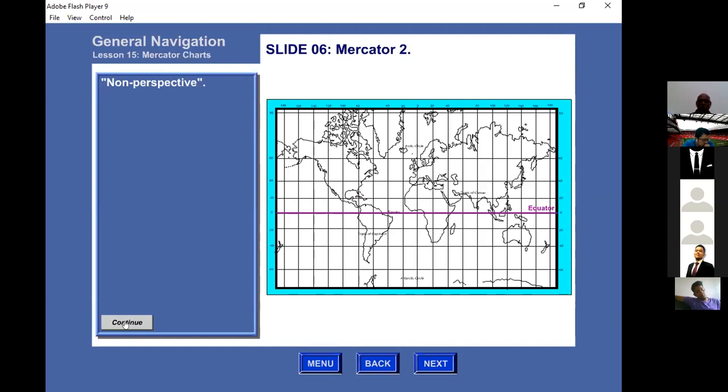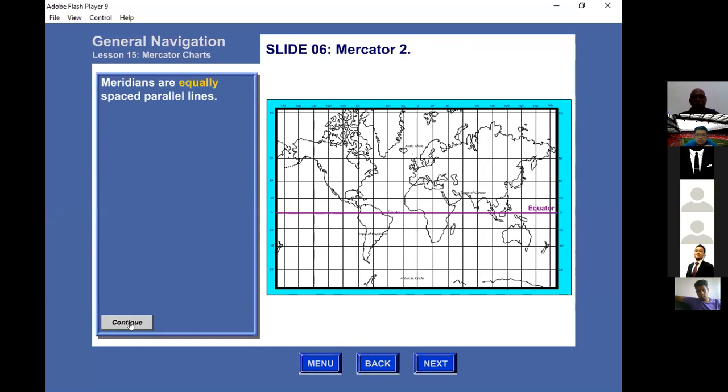Now, when you make mathematical adjustments to a chart, it becomes non-perspective. Right in the start, I think we discussed that whenever it is a raw projection, like it was just before Mercator made these adjustments, it was a perspective chart. Now, this is a non-perspective chart. That means it has been mathematically adjusted. The graticules are rectangular. These are now the qualities of this new Mercator's projection.